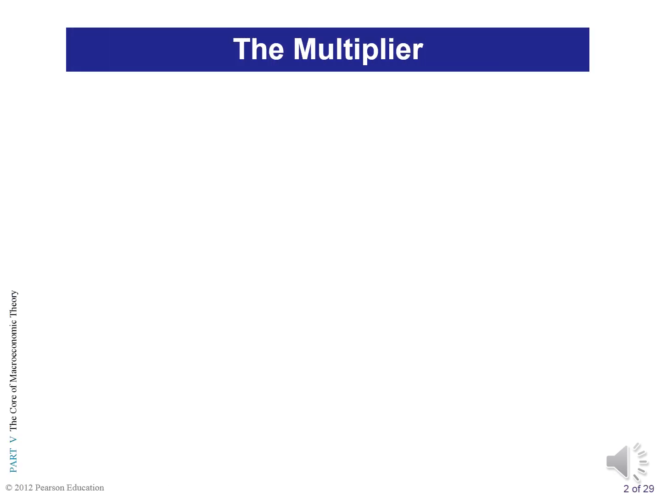Our lecture is about the multiplier. Multiplier means مضاعف. What's the meaning of multiplier? Actually, the multiplier is the change in equilibrium output because of a change in any autonomous variable in the economy.